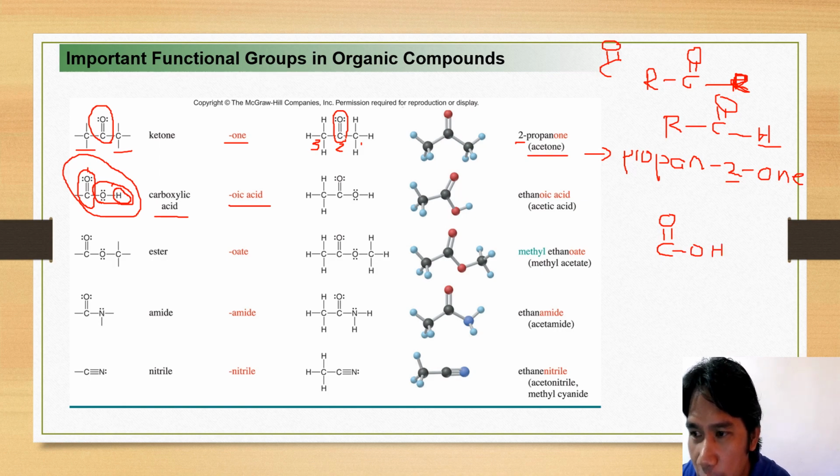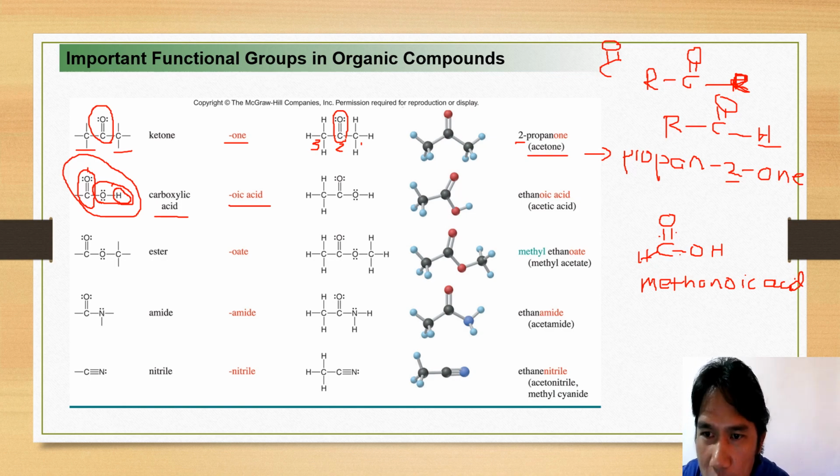So carbon must have 4 bonds. It has already 3 bonds: 1, 2, 3. So we can put 1 more hydrogen. Since there's only 1 carbon atom, the root is methane. Then we will add a suffix oic acid. So we'll write here methane plus oic acid. So that's the simplest carboxylic acid that has only 1 carbon atom, methanoic acid.